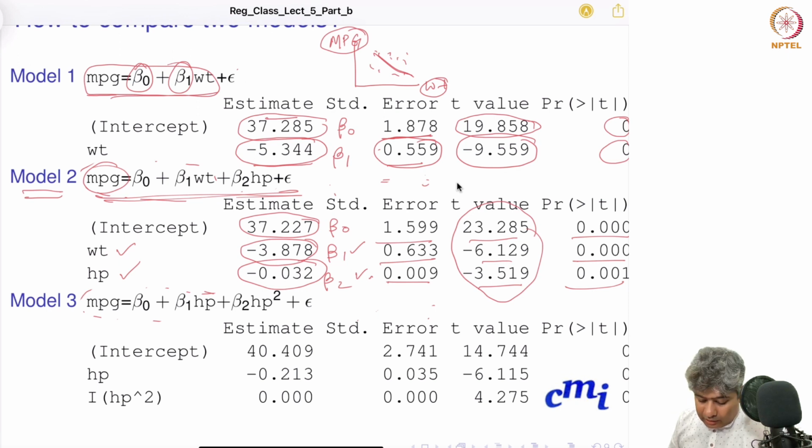And then the final third model, what we are seeing is interesting: these are the estimates of beta naught, beta 1 and beta 2. These are the standard errors, and the t values are very significant, and the p values are so small they are rounded off to 0. That means horsepower and the quadratic effect of horsepower also have a statistically significant effect on miles per gallon. So based on these models, we can make all these inferences.